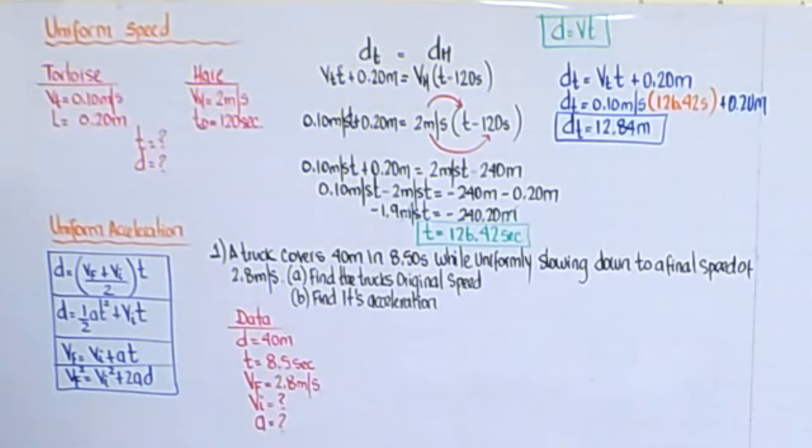The third. Okay, what happens if we choose the third one? We know the final velocity? Yes. We know the initial velocity? No. We know the acceleration? No. We know the time? Yes. So if you choose the third formula, we have a serious problem because we have 2 unknown variables.